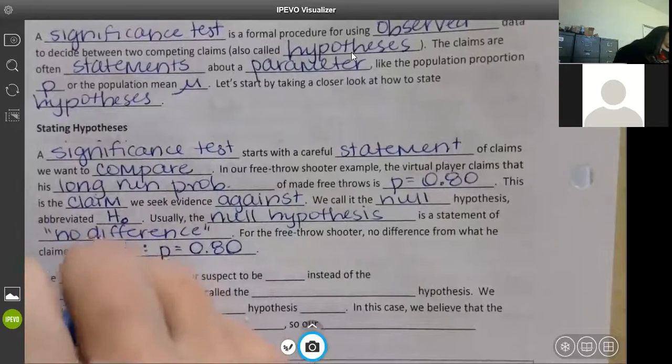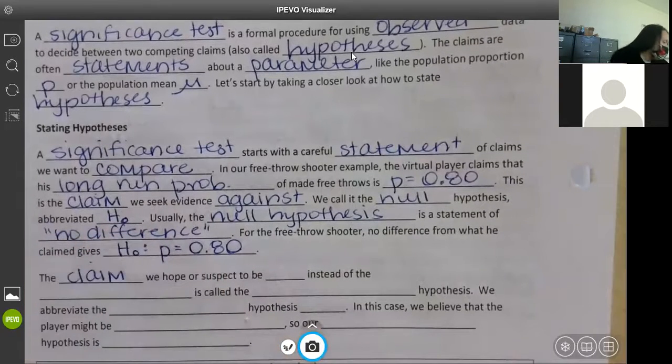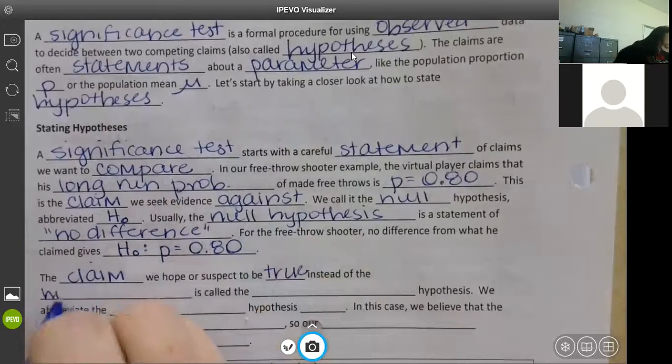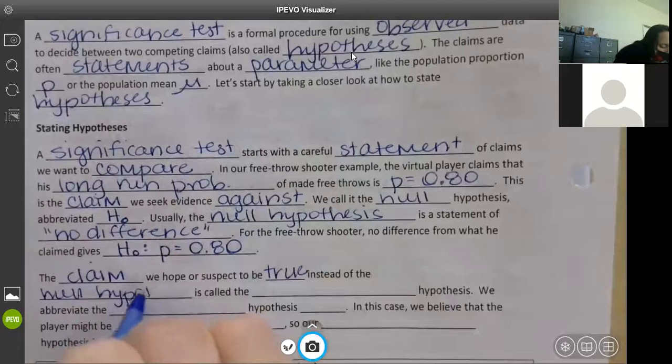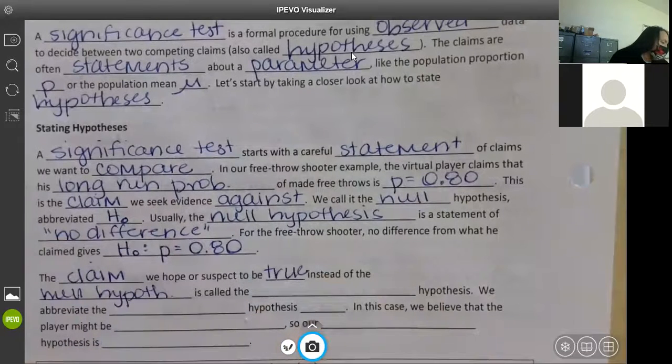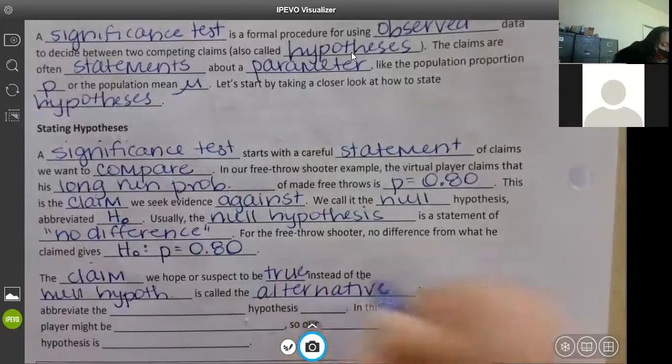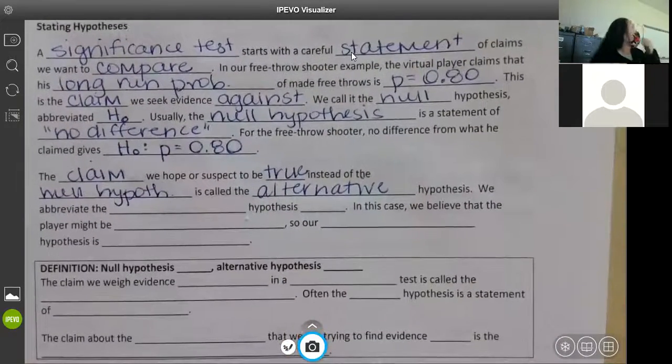The claim we hope or suspect to be true instead of the null hypothesis is called the alternative. The null is the one you're trying to prove wrong. The problem will tell you exactly what the alternative is. If we're talking about an 80% free throw shooter, we're probably going to test the claim that it's less than 80%. 80% is really, really good, so we think he's not very good, but it'll tell you what to do.